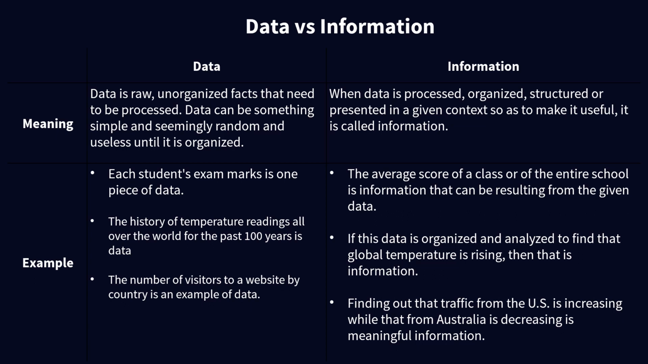The history of temperature readings all over the world for the past 100 years is data. If this data is organized and analyzed to find that global temperature is rising, then that is information. The number of visitors to a particular website by country is an example of data. Finding out that traffic from the US is increasing while that from Australia is decreasing is meaningful information.